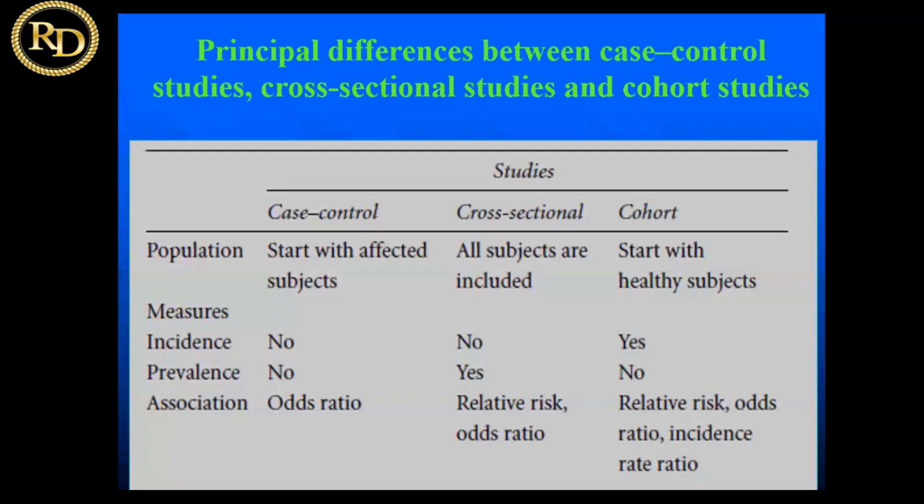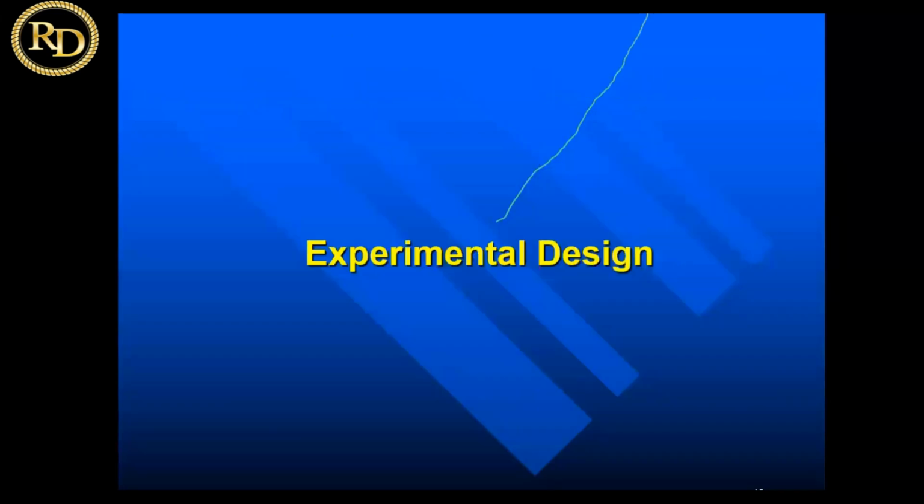In cross-sectional we have prevalence, yes. In cohort, we have no. For association, we have the odds ratio. We have relative risk and the odds ratio both coming in cross-sectional studies. In case control, we have only the odds ratio. And then in the cohort, we have relative risk, odds ratio, and the incidence rate ratio also. This you have to learn.